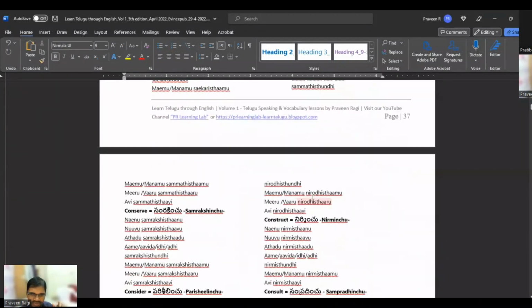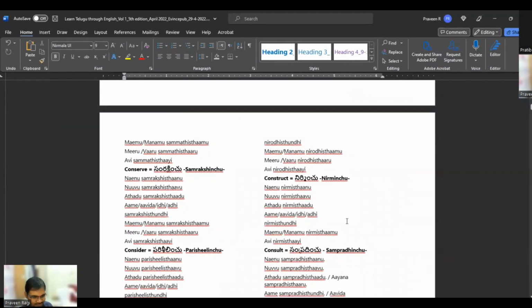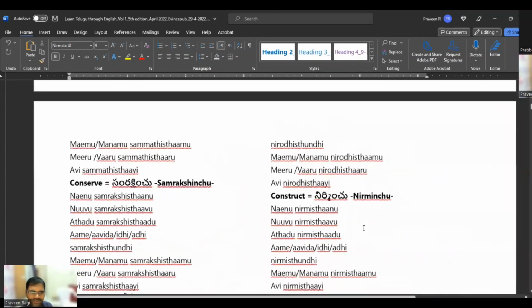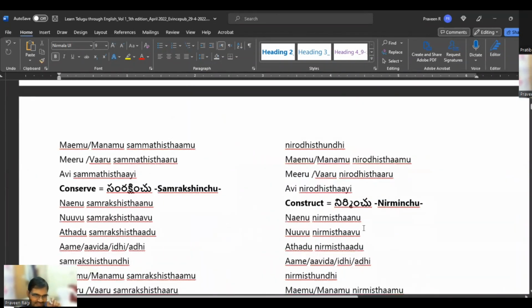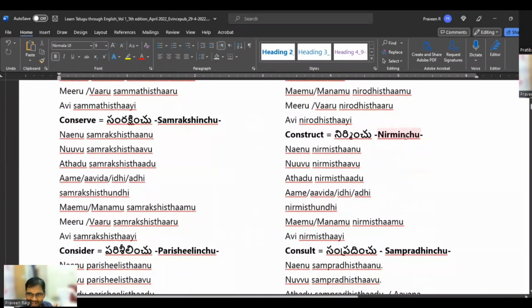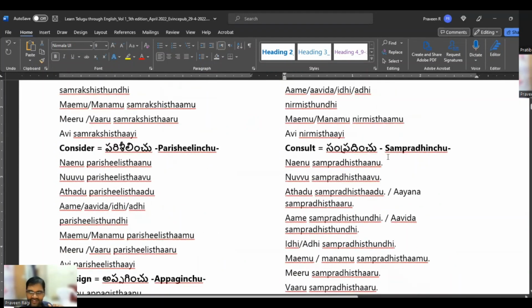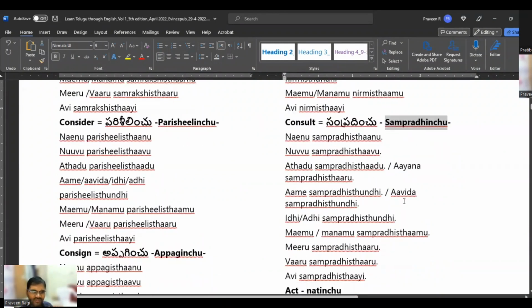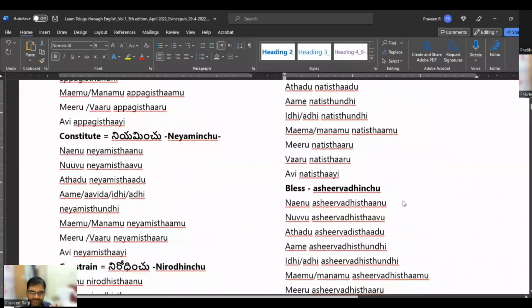సమ్మతించు. Okay, see, I wrote everything with clear transliteration. Okay. Can you try to read this one? I want to see whether you are able to understand the pronunciation based on the transliteration. Can you read this one? నిర్మించు. Perfect. Okay. Read this one. సంప్రదించు. Perfect. Okay. You are getting it, so no problem.